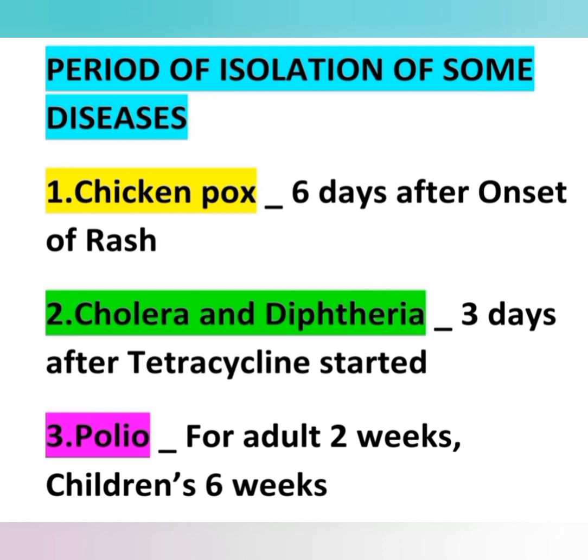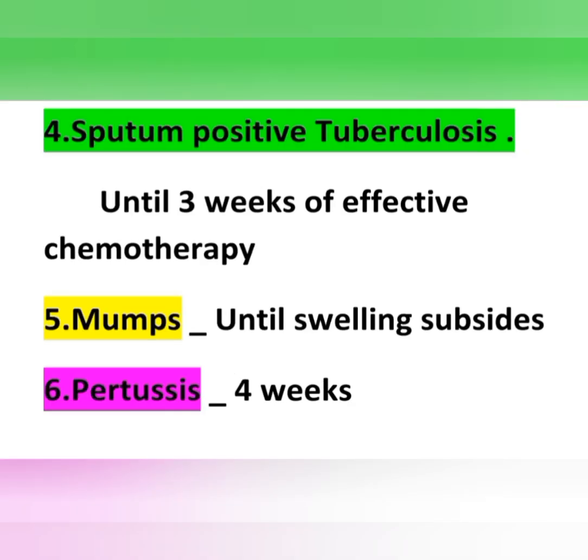Next point is period of isolation of some diseases. We will see first one, chickenpox. For isolation of chickenpox, 6 days after onset of rash. And for cholera and diphtheria, 3 days after tetracycline started. And for polio, for adults 2 weeks, for children 6 weeks. And for sputum positive tuberculosis, the isolation period is until 3 weeks of effective chemotherapy, for mumps until swelling subsides, and for pertussis it is 4 weeks.